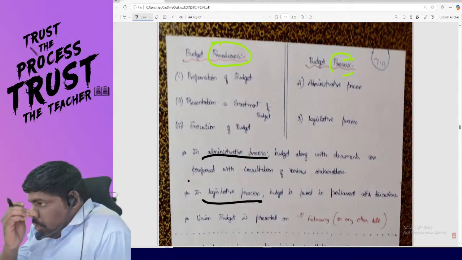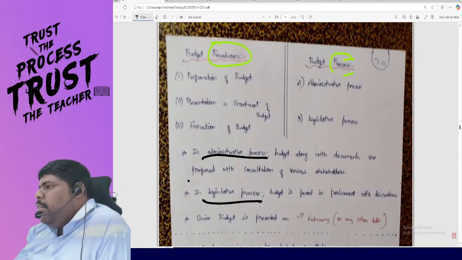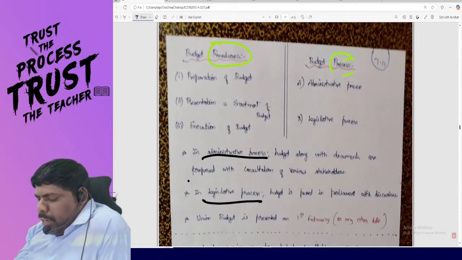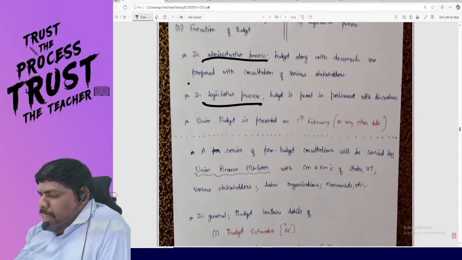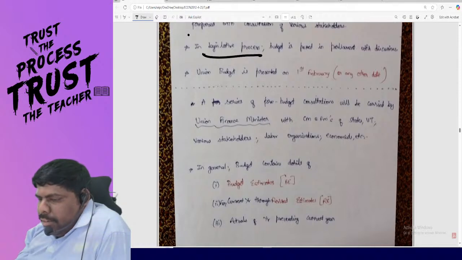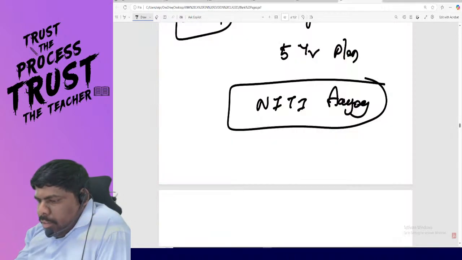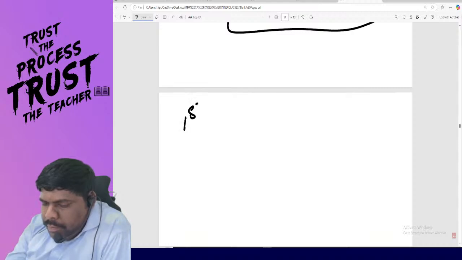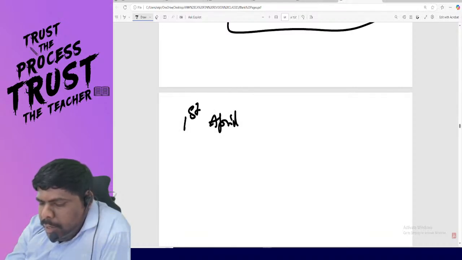Normally it is on 1st February that we place the budget. I think it is from 2017 or 18. Before that it was the last day of February, 28th or 29th. Okay, do you know the basic reason behind why it was done on 28th February? We have studied accounts, right? What is the financial year? 1st April to 31st March.